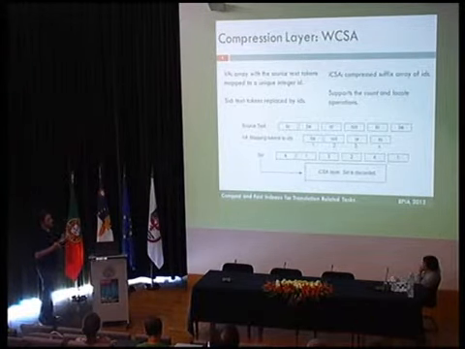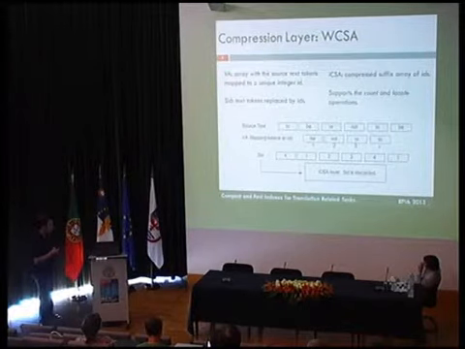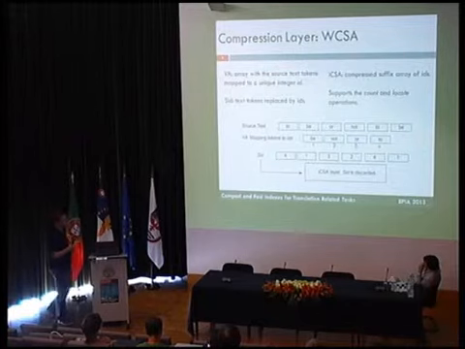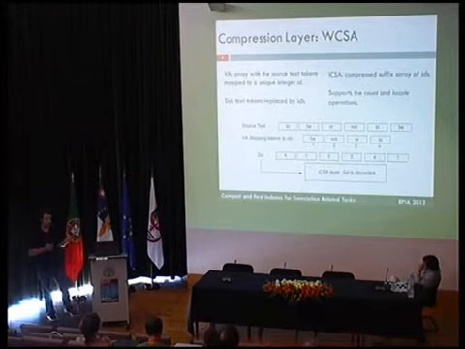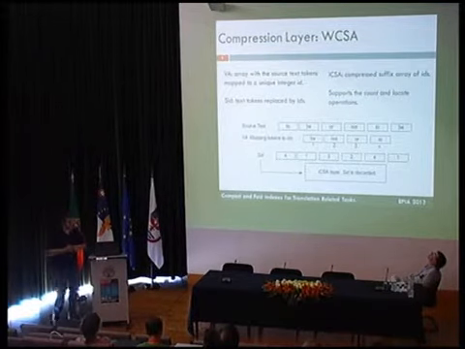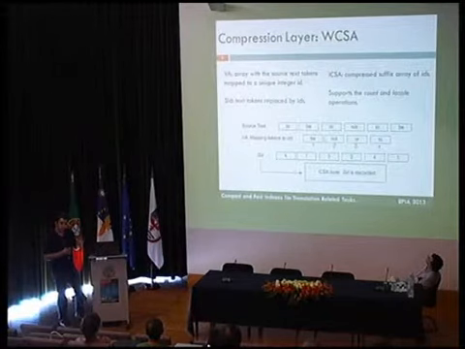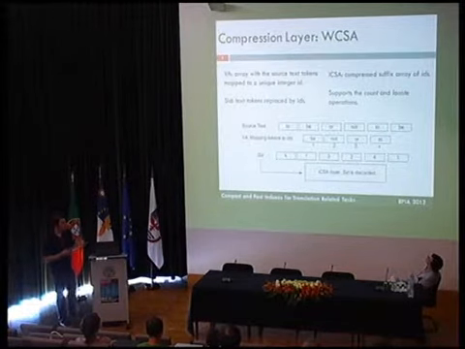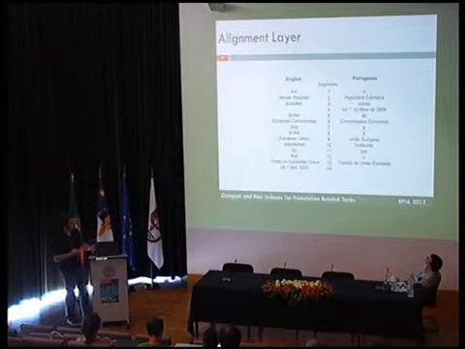But alongside this, we put all the integers in a suffix array, which is compressed. And then we discard the sequence. And this structure also supports the count and locate operations, which is what we want. So these are the two alternatives for representing the texts, and now we have to represent the alignment.